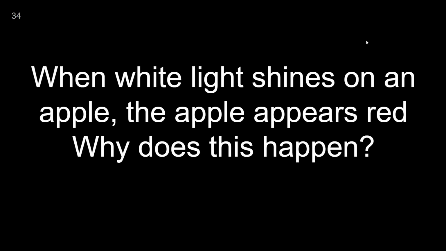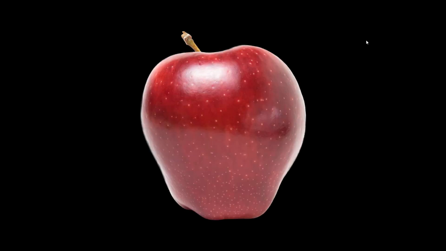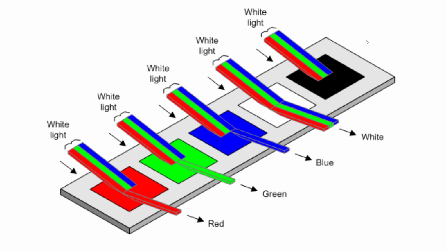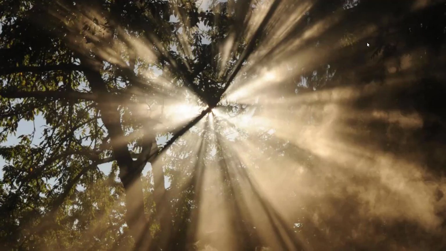So when white light shines on an apple, the apple appears red. Why does this happen? An apple appears red because when the white light hits the apple, it will scatter only red light while absorbing all the other colors that make up white light. So that's what happens when light reaches an object, and that's how we see all the colors that we see.